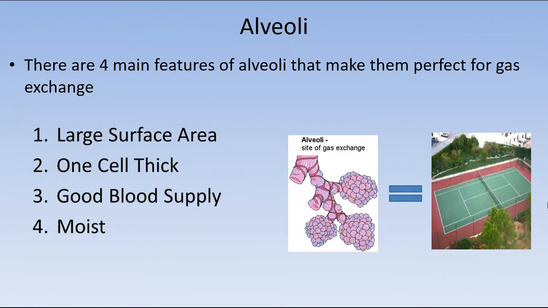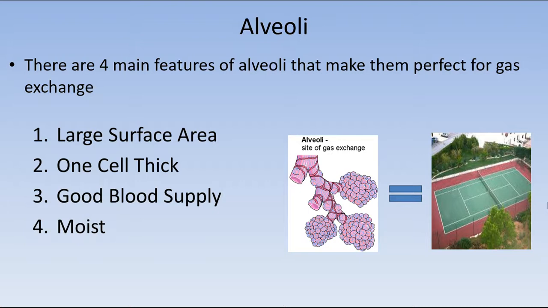Taking a closer look at those alveoli, we see that it has the perfect structure for its function. It has a large surface area as it's folded in on itself many times over. In fact, if we were to actually take the alveoli out of the body and stretch it all out, it would be the same size as a tennis court. So this large surface area increases the amount of gas exchange that can take place.